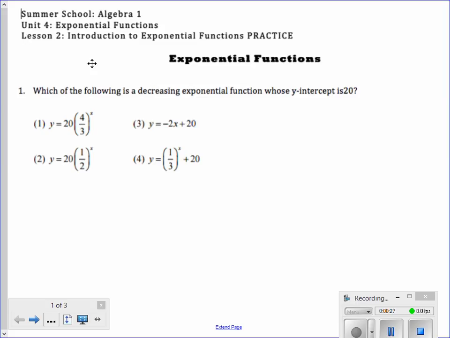Number 1 is a multiple choice question. It says, which of the following is a decreasing exponential function whose y-intercept is 20? Well, first of all, exponential function. We know that an exponential function is of the form y equals a times b to the x. So I'm going to eliminate any choice that is not in exponential form. I can cross off number 3 because that's linear. Number 4 is also not like that because it has a plus sign, so 4 is also not exponential. So I'm left with 1 or 2.